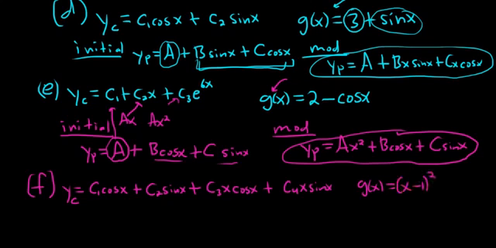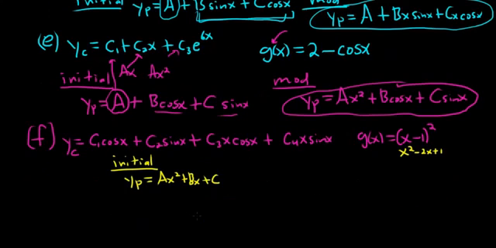All right, as before, we always look at g first to do our initial guess. So you can think of this as x squared minus 2x plus 1. That's what you would get if you would multiply this out. So your initial guess is just a quadratic. It's ax squared plus bx plus c.